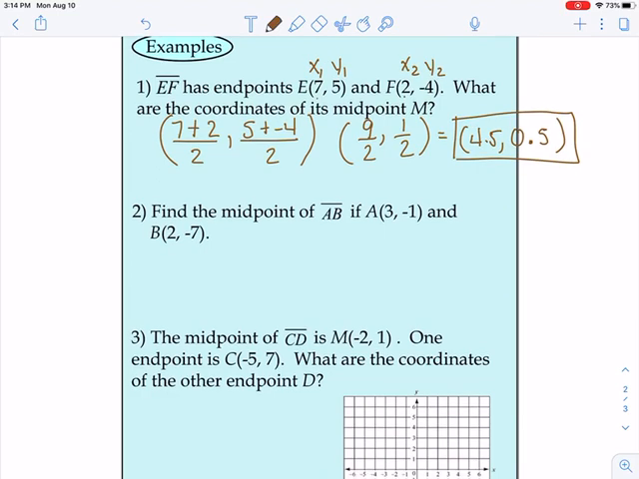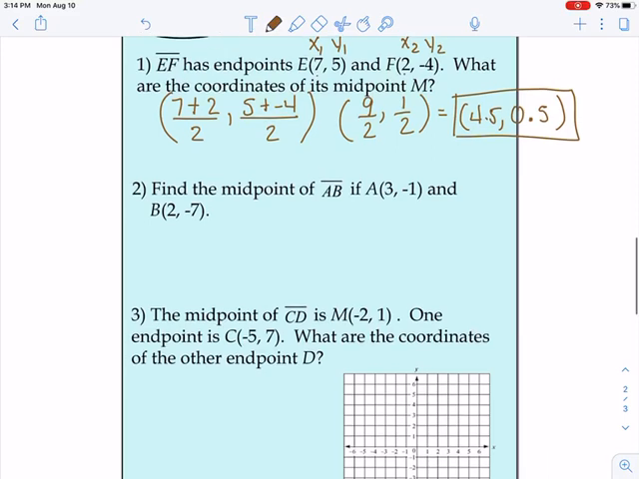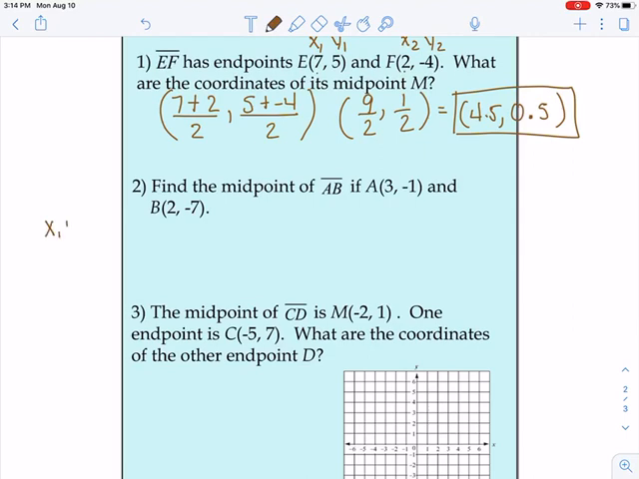For number 2, I want to find the midpoint of AB, and the coordinates of A are 3, -1, and the coordinates of B are 2, -7. So I scrolled past that midpoint formula. Let me try to write outside the margin a little bit, and I'll rewrite that formula and we'll reuse it. So it's x1 plus x2 divided by 2, and y1 plus y2 divided by 2. Again, creature of habit, I always call my first ordered pair x1, y1, and my second one x2, y2.